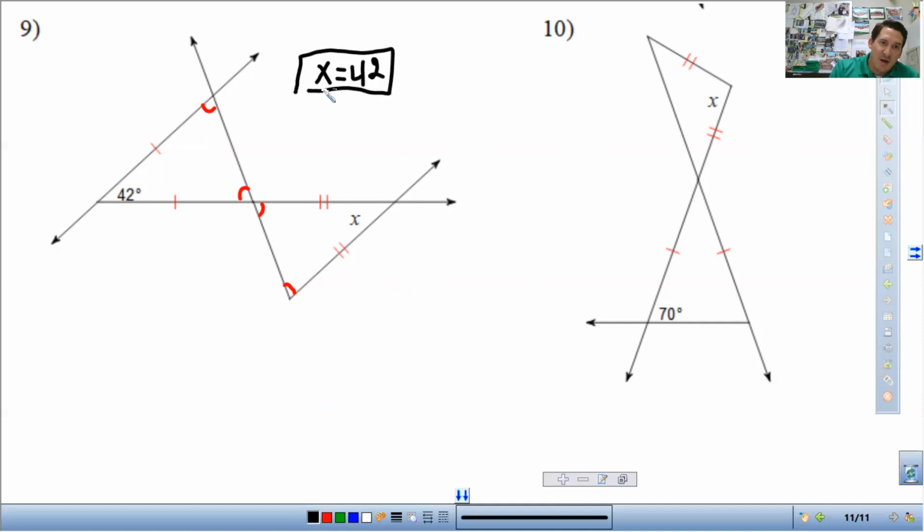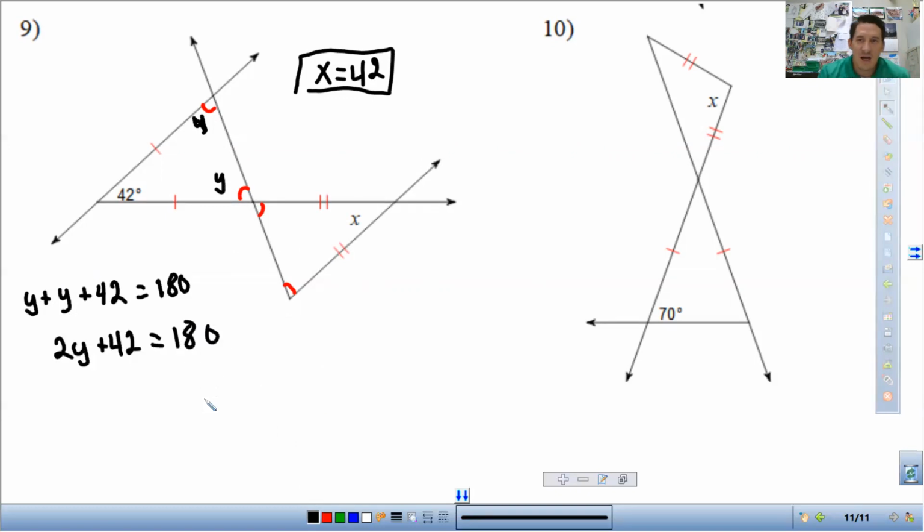And let me explain how I get there without having to do everything. I can figure out what these angles are. So I'll say this is y. So that means this has to be y as well. So I get y plus y plus 42 is equal to 180. So 2y plus 42 is equal to 180. Subtract 42 from both sides, you get 2y is equal to 138. And then the last step, divide both sides by 2. You get y is equal to 69.